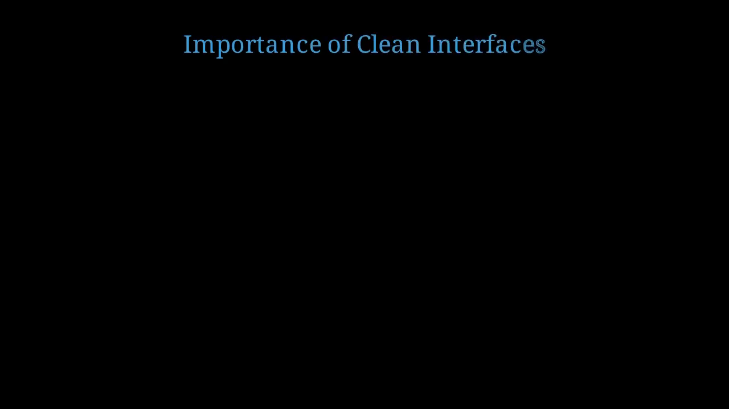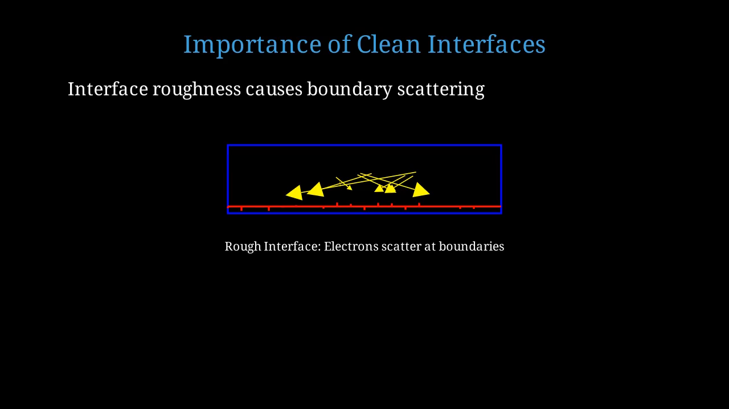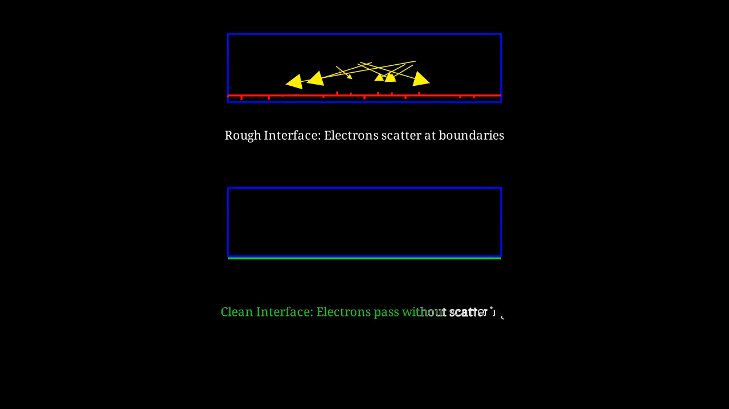Clean interfaces are absolutely critical for observing ballistic transport. Let me explain why. Interface roughness, even on the atomic scale, causes boundary scattering. If the nanowire surface is rough or contaminated, electrons scatter at the boundaries, destroying ballistic transport. A rough interface with atomic scale defects causes electrons to scatter. Each irregularity can deflect electrons, reducing the transmission probability T. A clean, atomically smooth interface allows electrons to pass without boundary scattering. This is essential for maintaining ballistic or quasi-ballistic transport.